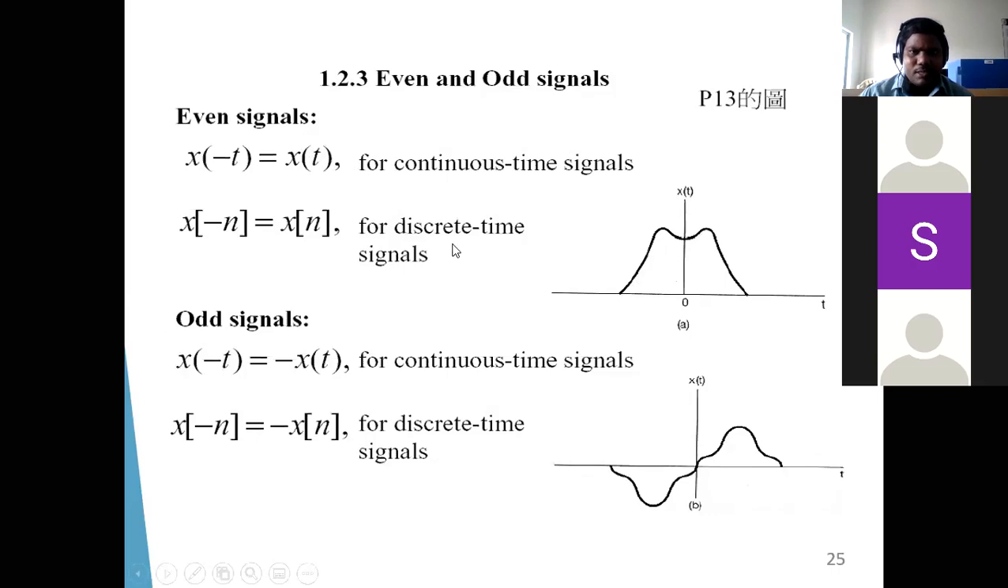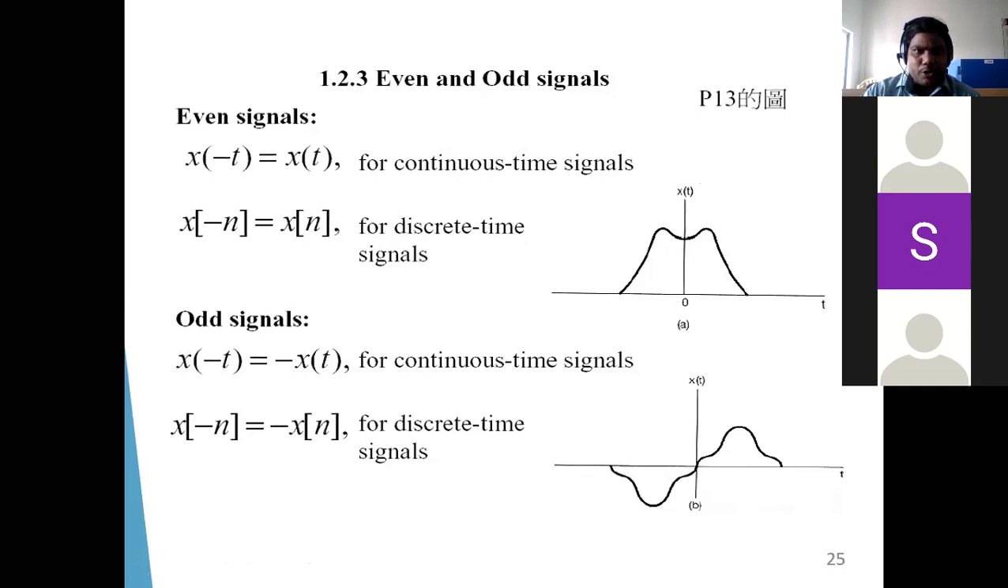The same signal is represented in discrete time. In discrete time, x of n equals x of minus n. So here x of t is the signal representation, that is the input of the signal. And x of n is a discrete time signal which will be represented as an impulse 1.